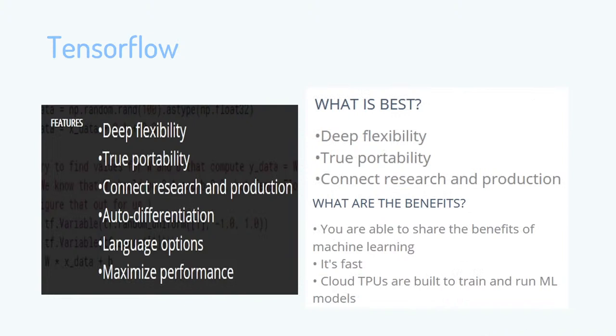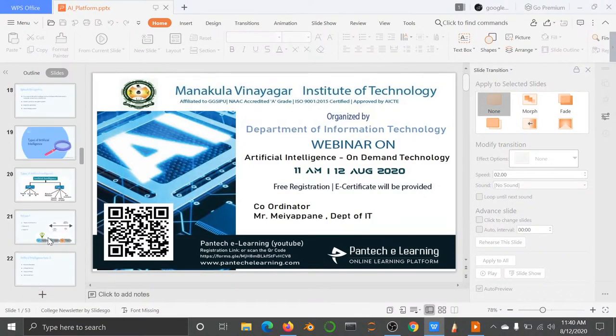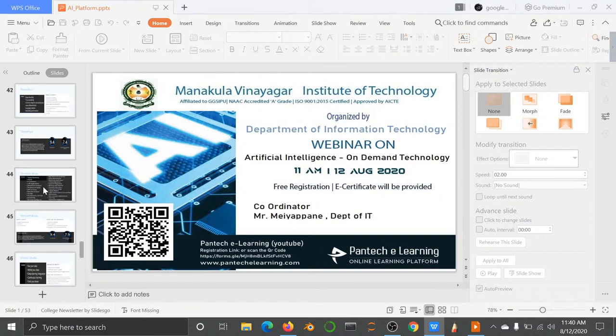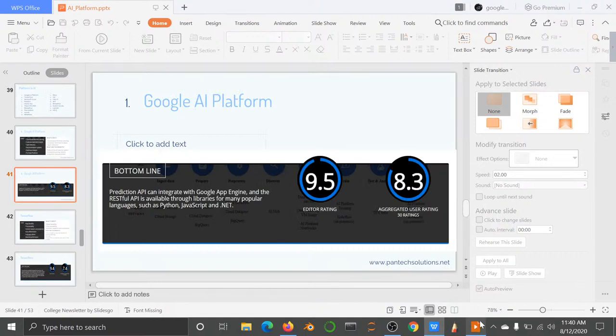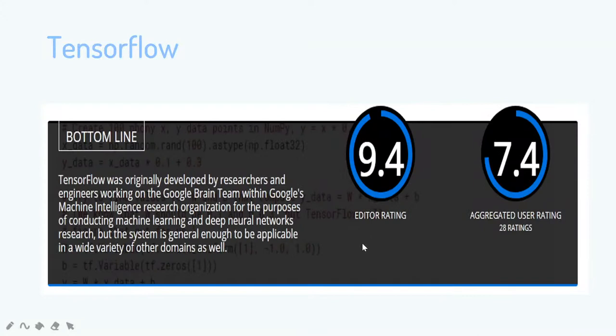The next one is the TensorFlow platform. These are the features of the TensorFlow platform: deep flexibility, true portability, connecting research and production, auto differentiation, language options, and maximum performance. Here you can see the benefits we get using TensorFlow. Next one, TensorFlow: the editor rating is 9.4 and the aggregated user rating is 7.4.